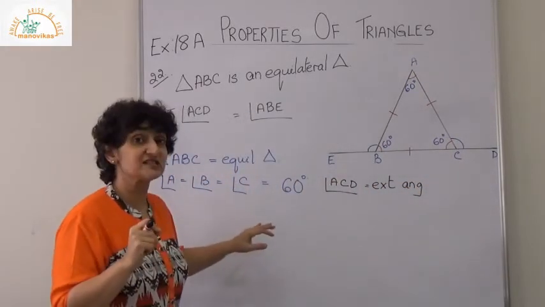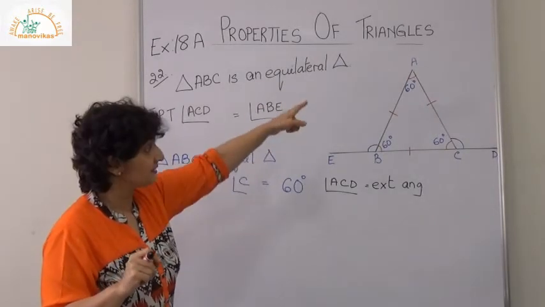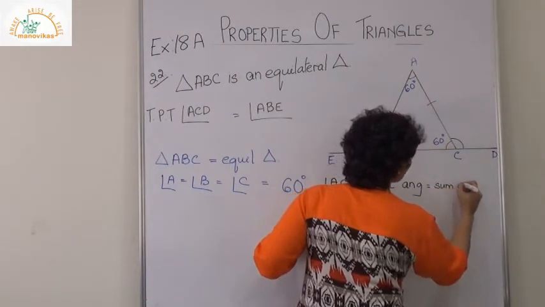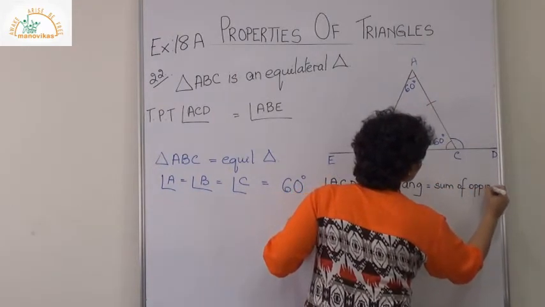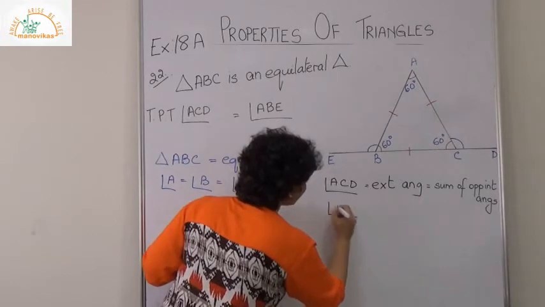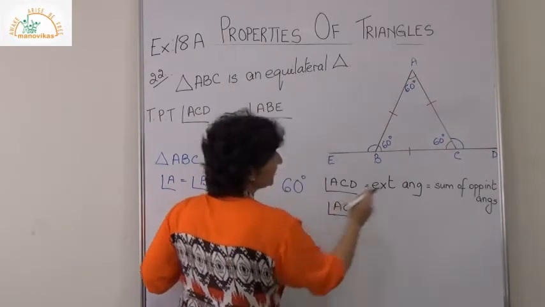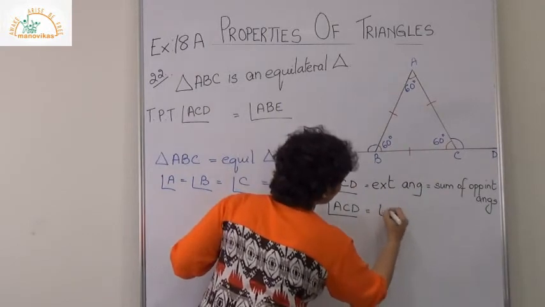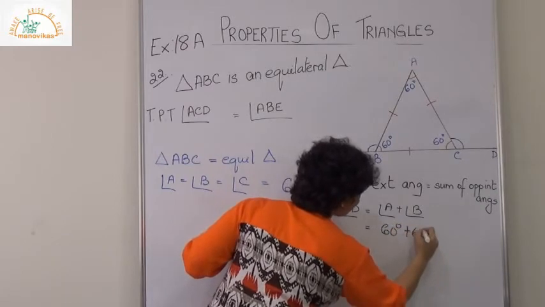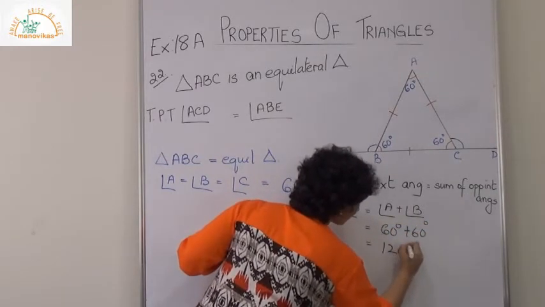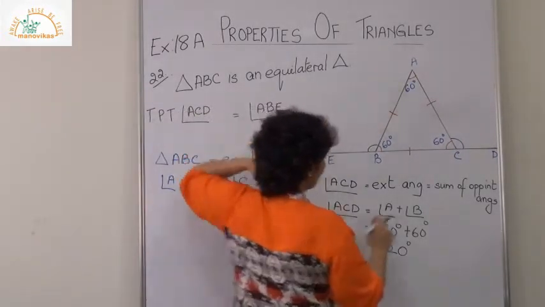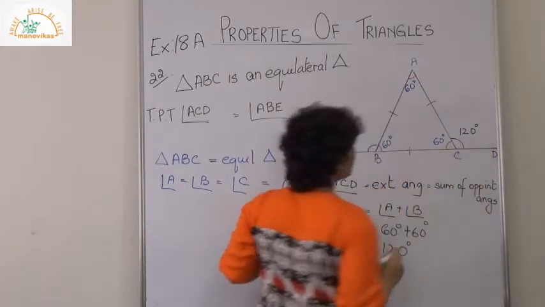Correct? And what is the meaning of exterior angle? Exterior angle is equal to sum of the opposite interior angles, isn't it? Exterior angle is equal to sum of opposite interior angles. So, you know that angle ACD, that is this, is equal to angle A plus angle B, that is 60 plus 60 degrees, which is equal to 120 degrees. Clear? Alright, now let's come here. So, you know this is 120 degrees, you found out.